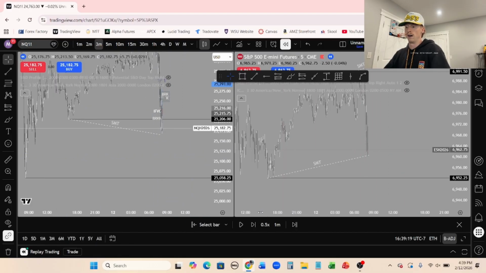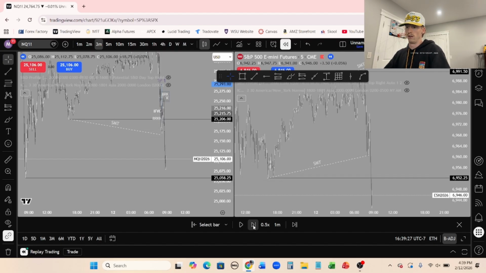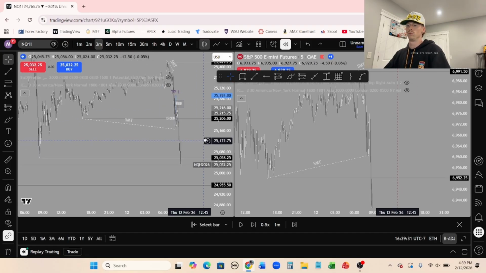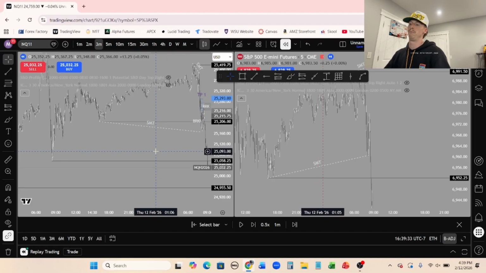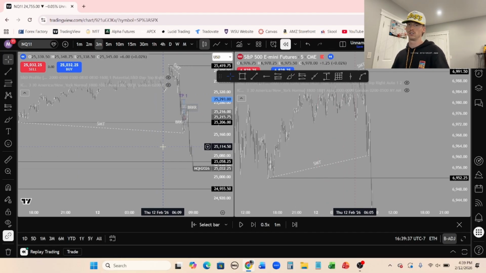I ended up getting stopped out, and fast forward, we ended up just going way down, and we tagged those lows as well. And so days like this, I feel like I followed my rules pretty good, but it probably wasn't the best trade only because it was on the 30-second and I should have maybe waited for a higher time frame confluence instead of just one little 30-second breaker model.